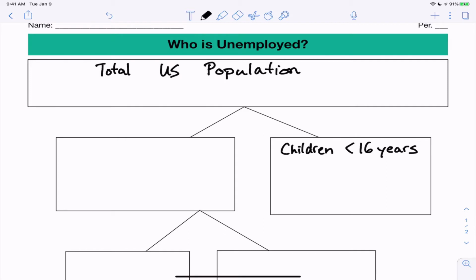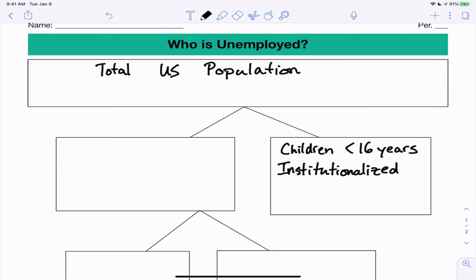The second is we're going to take out people that are institutionalized, all right? If people are institutionalized either in a prison or in a mental institution or in a nursing home, for example, those people simply aren't capable of showing up and applying for work. So those people are not considered part of our unemployment calculation.